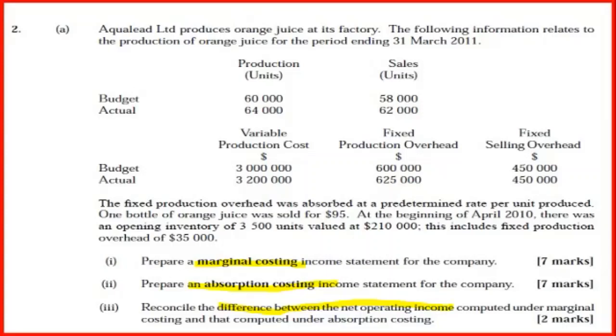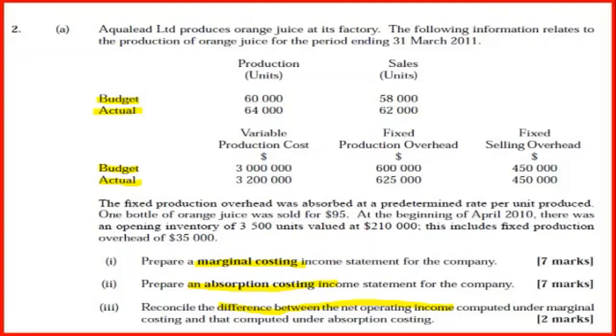All right, now one of the problems with this is it does not ask you for the budgeted or the actual. They give you two sets of figures, and they don't ask you for either one. They just say prepare marginal costing income statement for the company and absorption costing income statement.